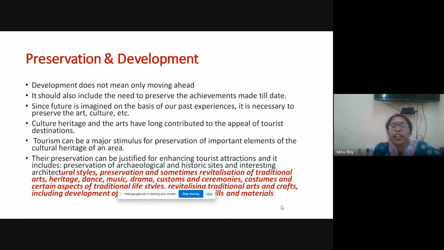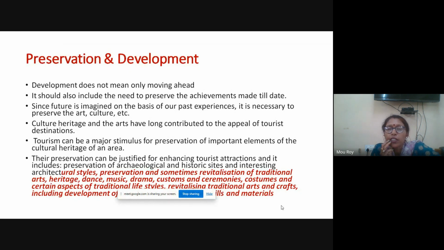So preservation and development is very important. Whatever we have, we need to preserve that. So the word development does not mean that we are moving ahead. Okay, it does not mean we are moving ahead. We also need to preserve the achievements that have been made to date. Since the future is imagined on the basis of our past experiences, it is very much necessary to preserve the art, culture, etc. And culture, heritage, and the arts have contributed to the appeal of tourist destinations.